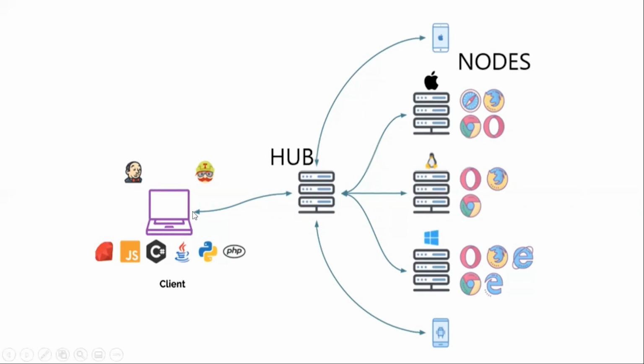You only have to send the request to the hub, as simple as that, and then it's the hub's responsibility to distribute your execution flow or your traffic.